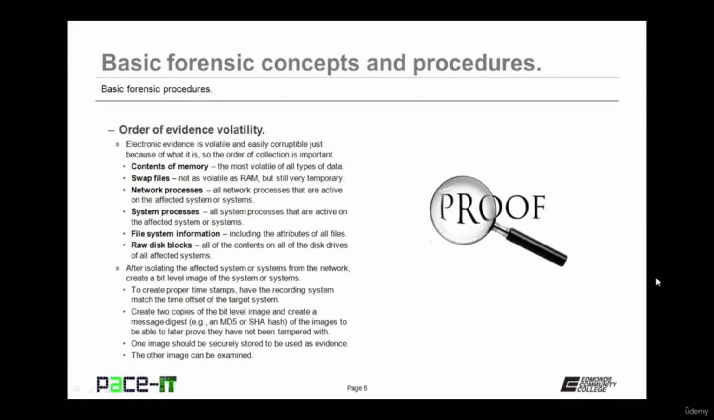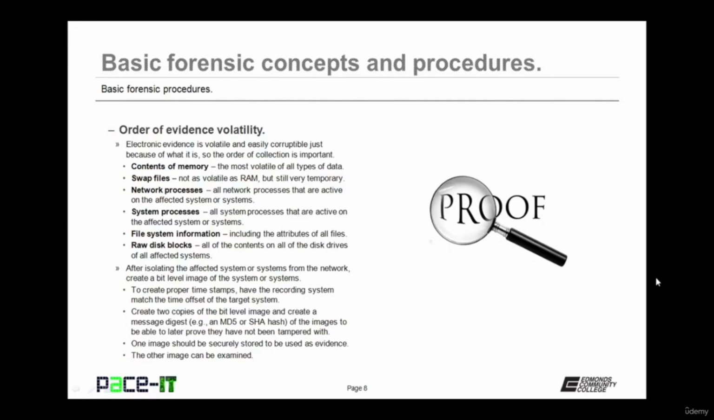Then there's file system information. This needs to be collected, including the attributes of all files. And finally, raw disk blocks. This is all of the contents on all of the disk drives of all of the affected systems. After isolating the affected system or systems from the network, a bit level image of the system needs to be created. When creating the bit level image, it is necessary to create the proper timestamps.